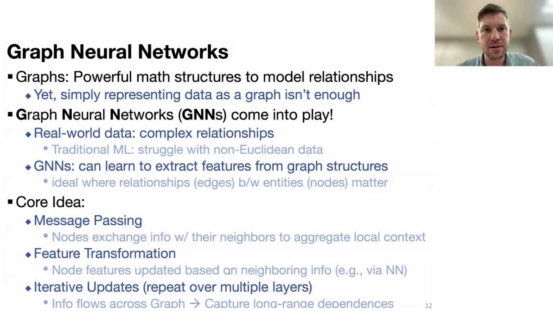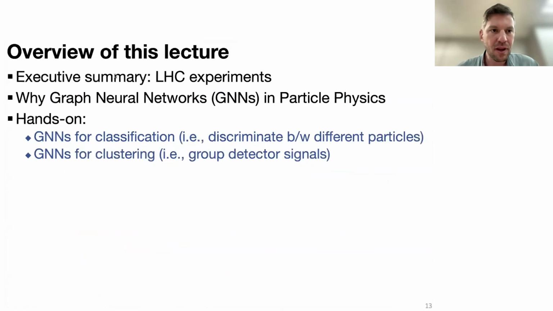Now, in this lecture, we will give you, with Lazar, an executive summary of the LHC experiments. We are going to discuss why graph neural networks transform the field in particle physics. And then we are going to have two tasks using graph neural networks. One is for classification, to discriminate and separate between different particle species, and the other is to use graph neural networks to cluster. We have deposit measurements on the detector, and we want to group, to cluster, these deposits that come from the same particle.